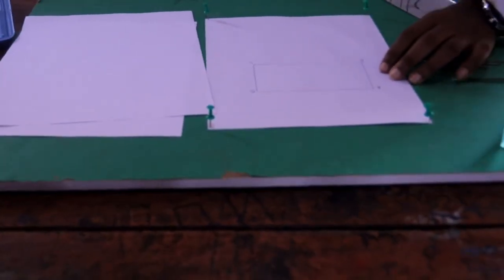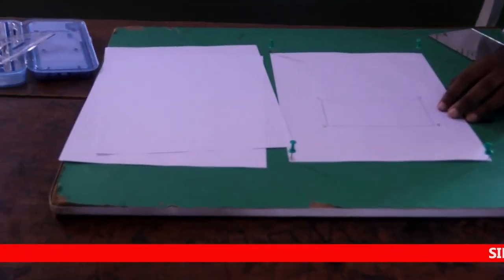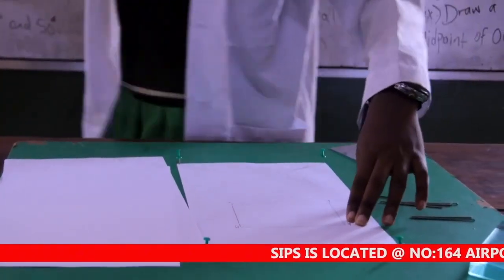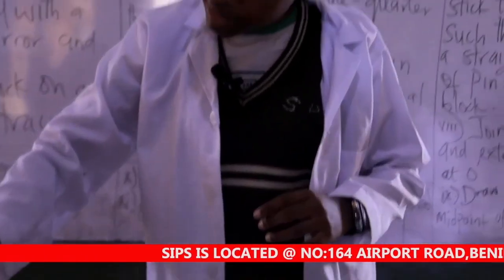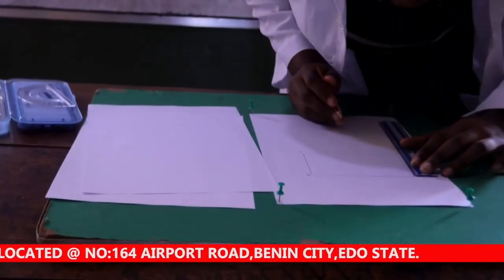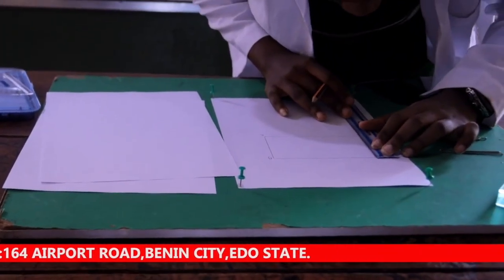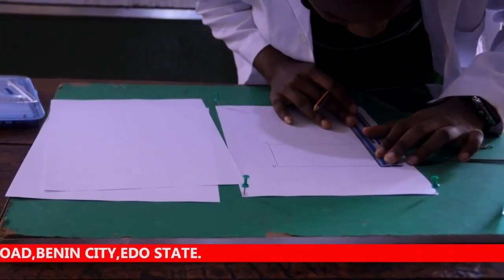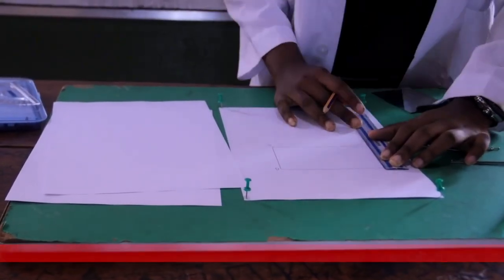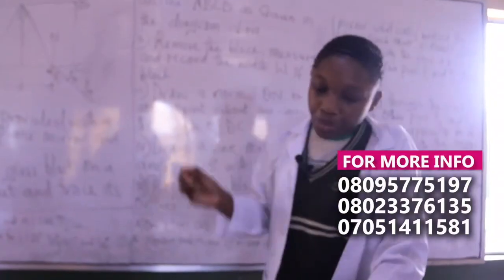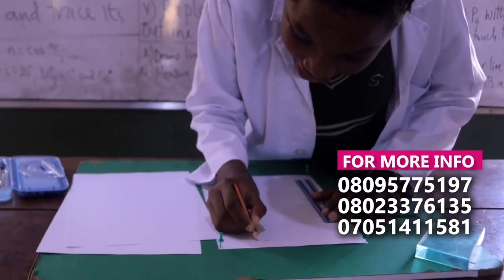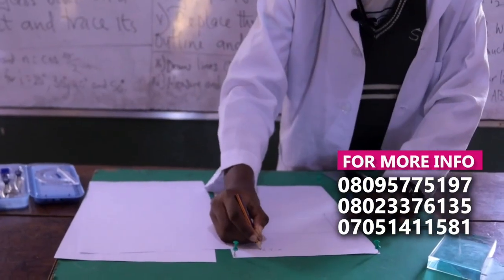After doing that, remove the block and measure and record the width of block. That's this short side here. So my width, which is W, is equals to 6.2 centimeter.